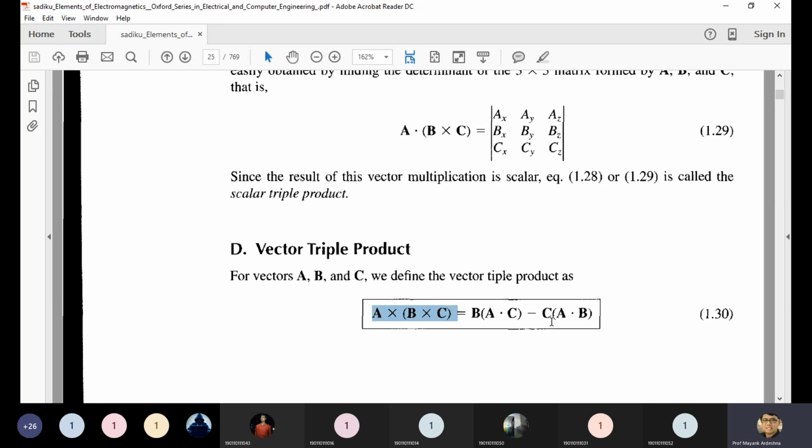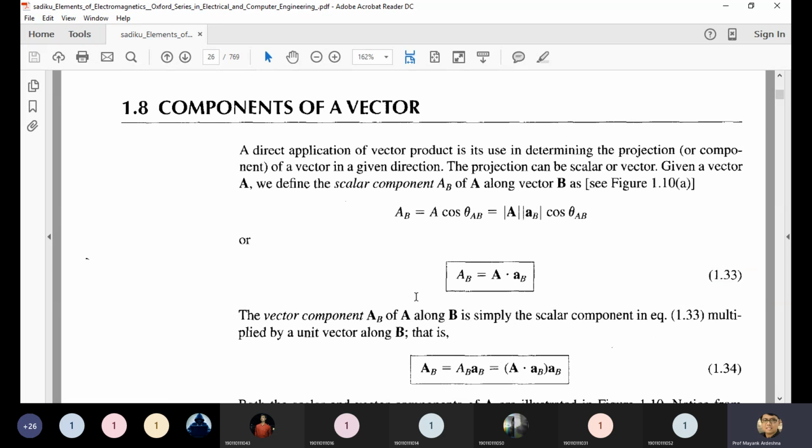Okay, so this is called the BAC minus CAB rule. In the exam, a vector may be given to you and they ask you to find the vector or scalar triple product. For the scalar triple product you may use this equation, and for the vector triple product you may use this equation. This is the easiest way: find b cross c, then take the cross product of that answer with a, or use the dot product; both are the same. So this is called the vector as well as the scalar triple product.